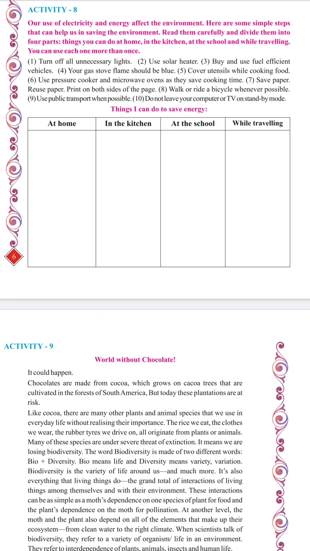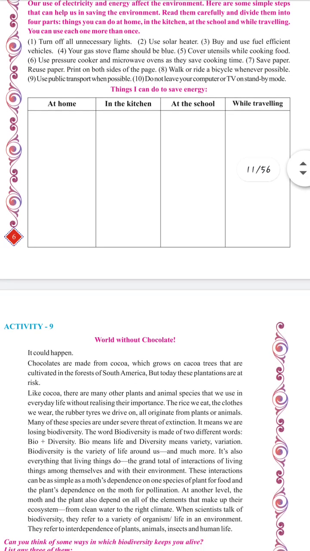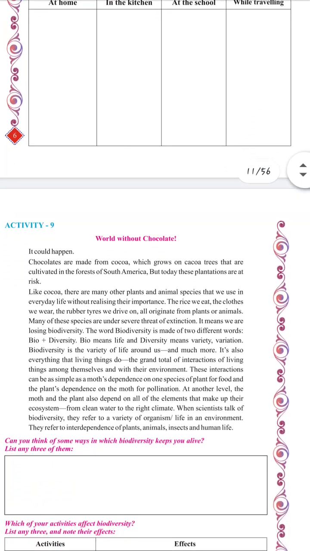Do not leave your computer or TV on standby mode, because keeping the TV and computer on standby mode, it will keep on consuming electricity. So it's better to keep it off. So that can be written at home, at the school, and while traveling, and in the kitchen we don't find any TVs and computers. So skip these two sections. In this way you have to write all the points wherever they can be easily fit, or wherever the fitting of those points is proper. So write it down and you have to submit it.